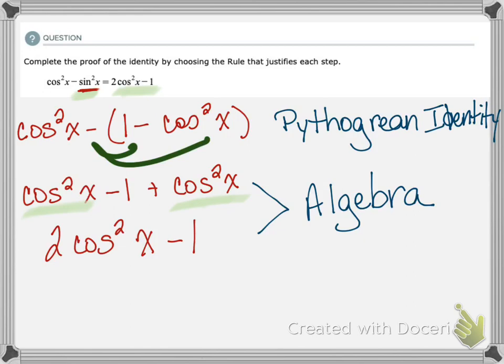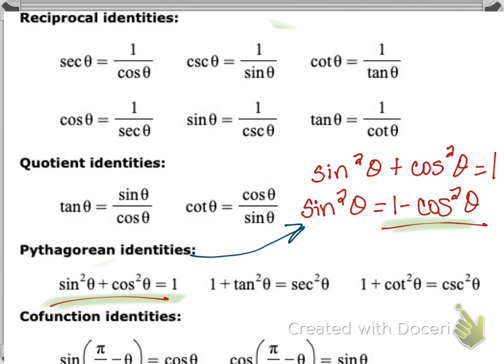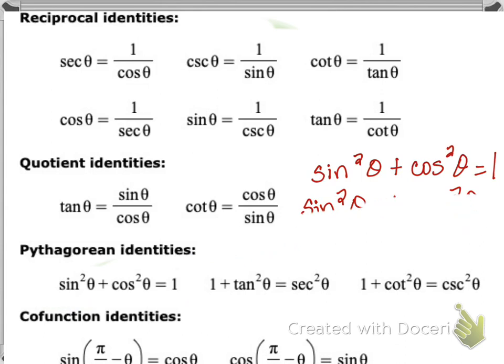Okay, let's do another one. So here I have: complete the proof of the identity by choosing the rule that justifies each step. So again, we are wanting to go from this statement to this statement. I always start on the left, but you could always go from the right back to the left, but you have to justify each step. We're proving what's happening here. So we are going to keep this very close. We've got to kind of go back and forth and look at this and see what's happening.